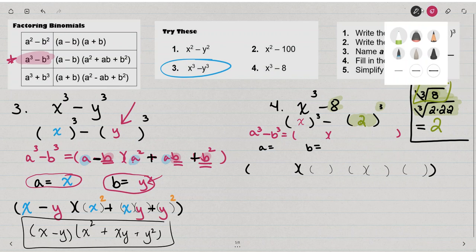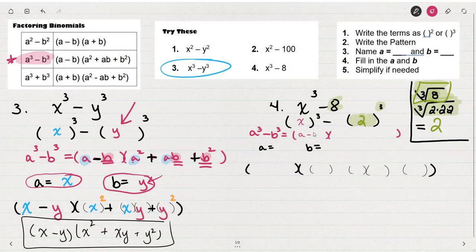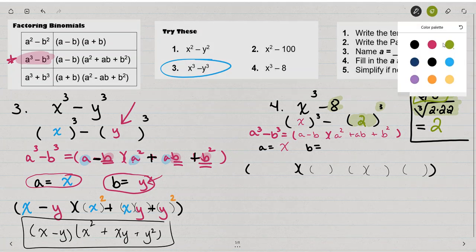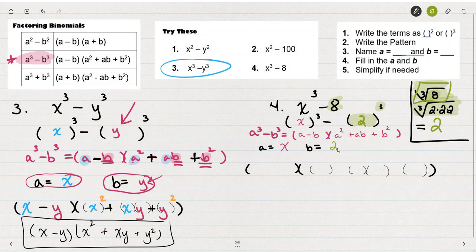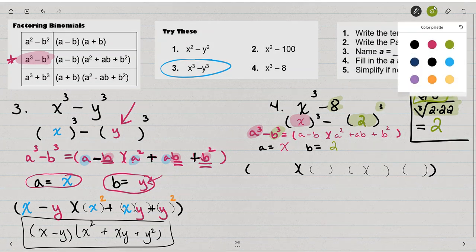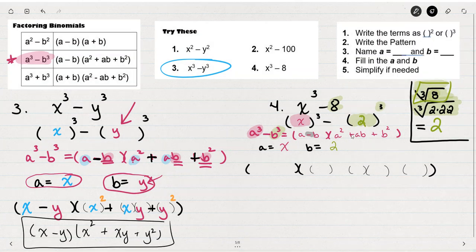Next, I'm going to write that important pattern that I've memorized. A cubed minus b cubed is a minus b times the quantity of a squared plus ab plus b squared. Now, for this example, a is going to substitute in with x, and we're going to substitute the b in with a 2. Do you see where those came from? A is replaced with x, and b is replaced with 2. So I'll go through my example. I could squeeze in this minus, plus, plus. The minus plus plus comes from same sign, opposite sign. Same sign is minus.